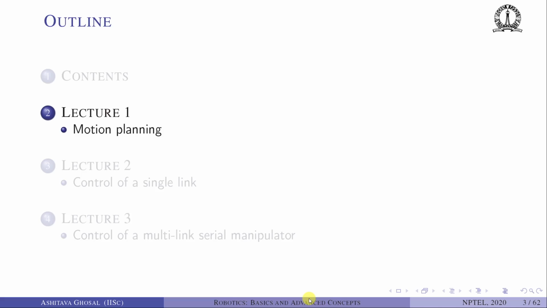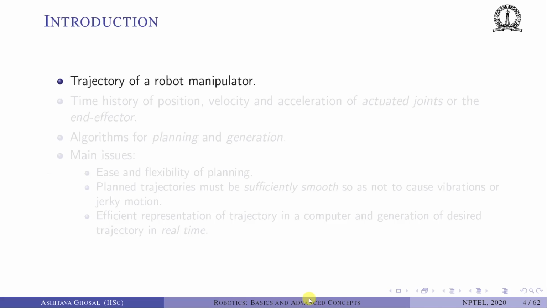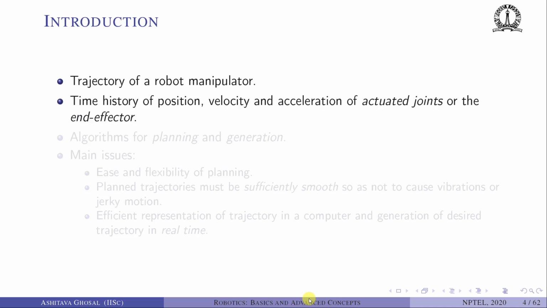So first lecture is on motion planning. Let's start. So what do we mean by motion planning? We need to specify the trajectory of a robot manipulator. And what do we mean by specify the trajectory of a robot manipulator? Basically, we need to specify the time history of position, velocity, and acceleration of actuated joints or the end effector. So it could be either in terms of theta, which is the joint variable, or in terms of the end effector position and orientation.